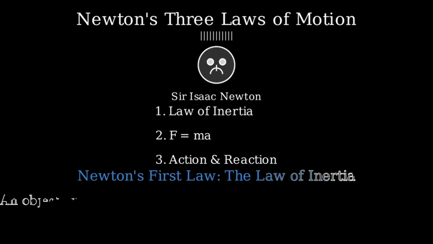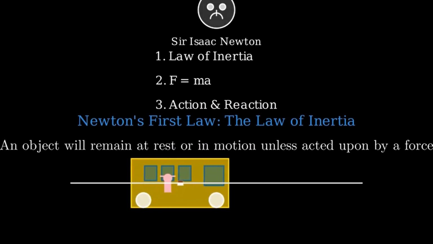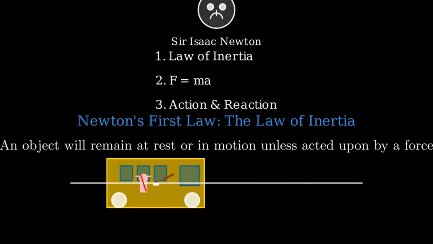Newton's first law, also known as the law of inertia, states that an object at rest stays at rest, and an object in motion stays in motion with the same speed and direction, unless acted upon by an external force. Let's see a real-life example.